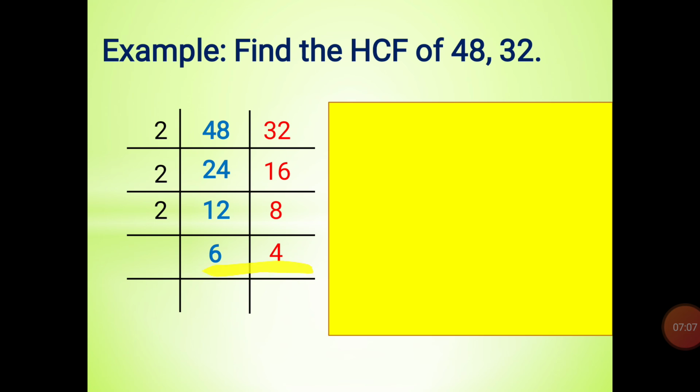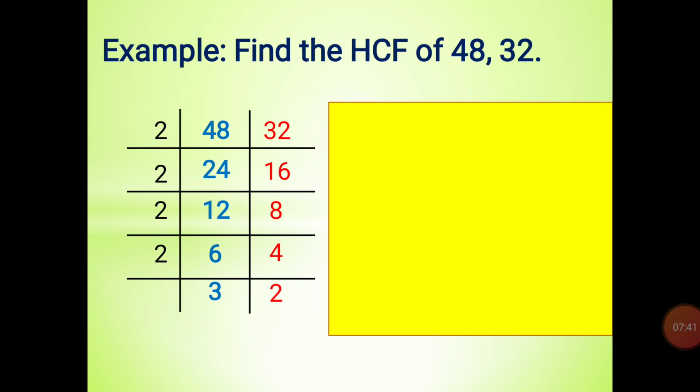Again both the quotients are even numbers. So we can divide them by the smallest prime number, that is 2. Divide first 6 by 2 and we get quotient as 3. And now divide 4 by 2, we get quotient as 2. After getting 3 and 2, we can see both are prime numbers and are not divisible by the same prime number. So we end our factorizing part of 48 and 32 here only.